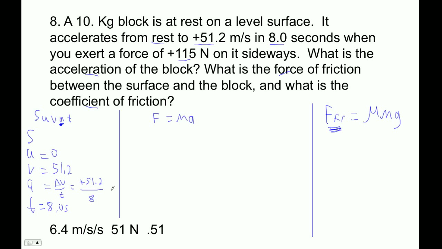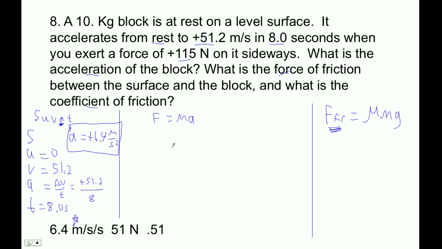Whoa, my calculator came apart. Okay, here we go. 51.2 divided by 8, that's 6.4. A is equal to positive 6.4 meters per second squared. Comes out even. I love that. Okay, so there's our first answer, right? Now we've got to figure out the force of friction.